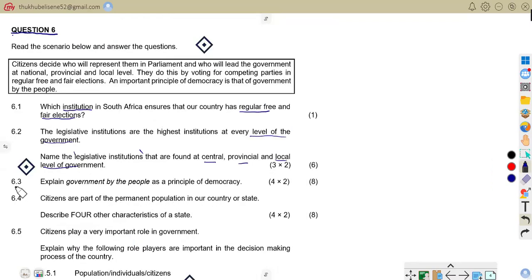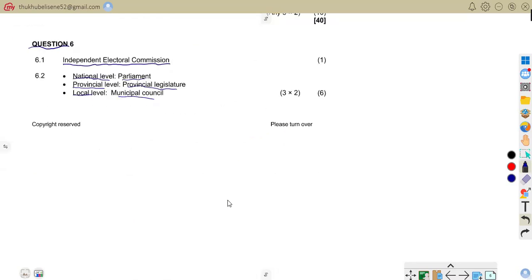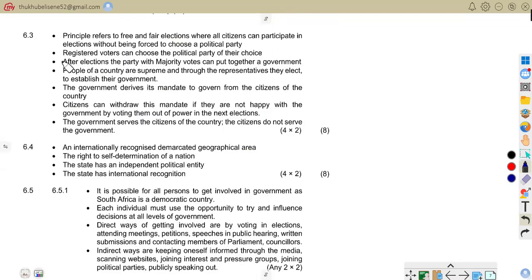So let's quickly go to 6.3. 6.3 reads as follows. Explain government by people as a principle of democracy. So here is our 6.3, where we are to explain government by people as a principle of democracy.